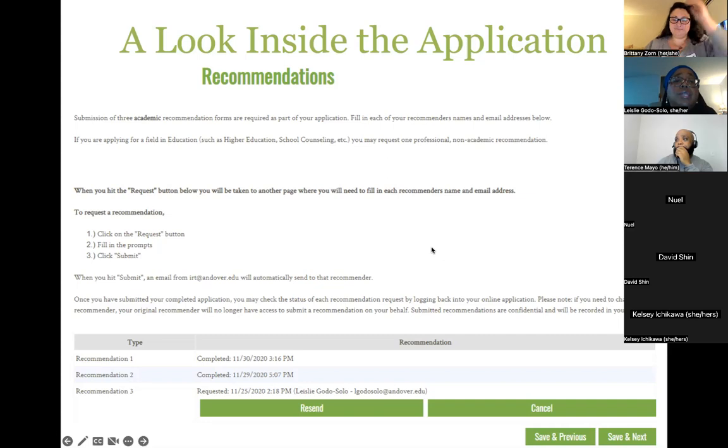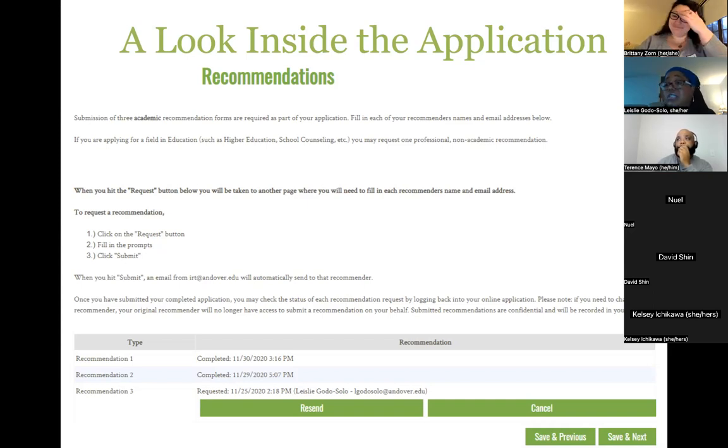So when you're on that page, you hit the request button, and it'll take you to another page where, again, you're going to fill in the names and the email addresses of your 3 recommenders. I should mention that if for some reason a recommender cannot fill out the form, at any point you can go back and change the name of that individual to another name. So don't get too upset. Well, you want to get upset, but you want to get upset and then do something about it.